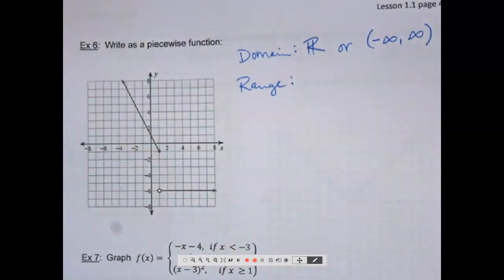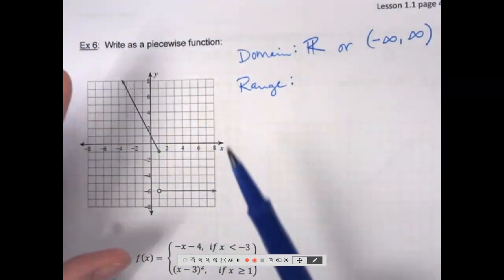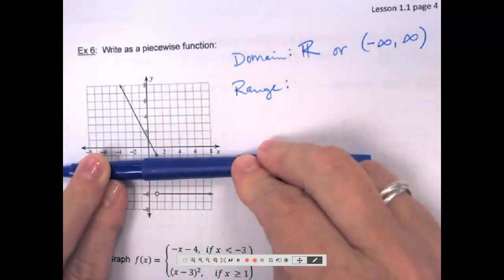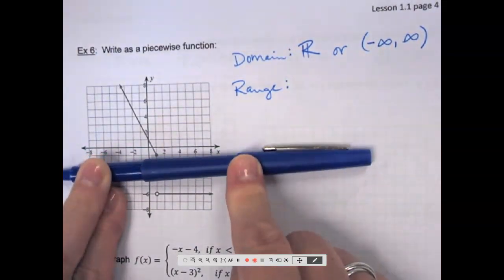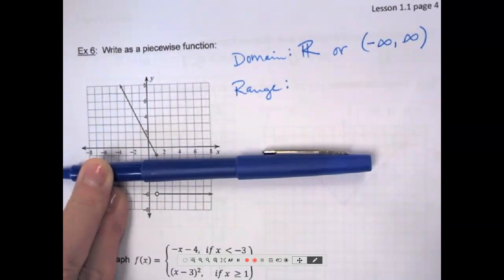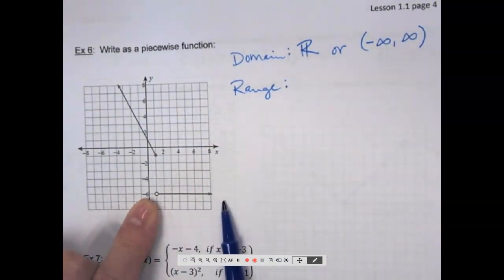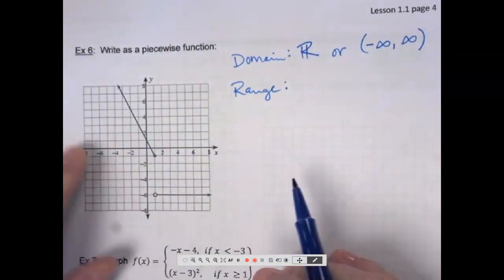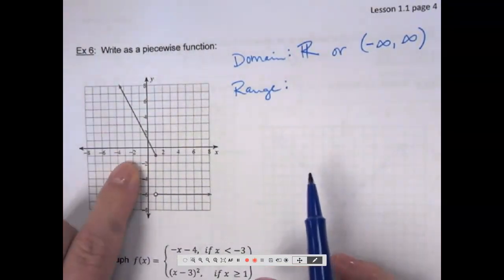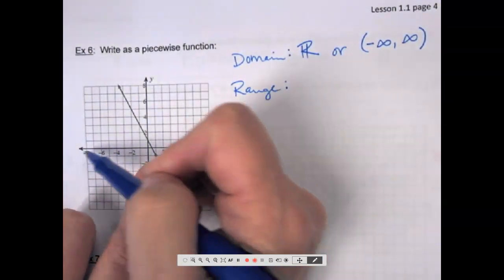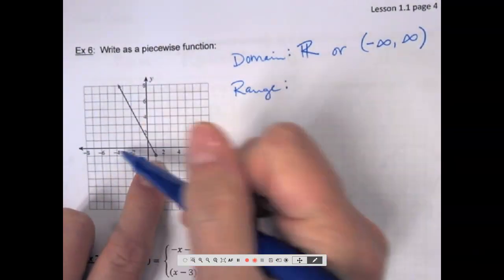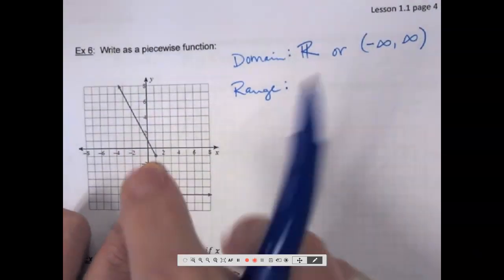Okay, the range is a little trickier. So what kind of y values do I find here? This part of the graph, the y's start at -1, and they don't ever stop. They go forever up. These y values are all -6. So this range is going to be kind of weird. For this part here, I'm going to say, what is the smallest y value that I use on this part of the graph? -1. And it's included.